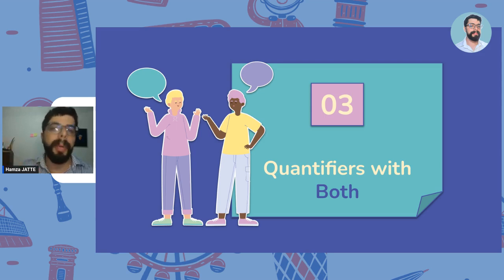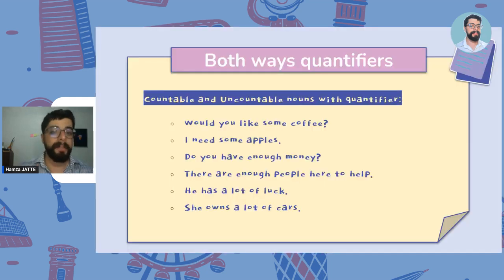I think you have already seen some examples, "some" being one. So we can say some cats and also some coffee or some water. So here we have quantifiers that we can use with both. You can have, for example, some, which is used with some coffee and some apples. Enough, we use it with money and people. And a lot of, which we can use with, again, luck, which is uncountable, and also cars, which is countable.